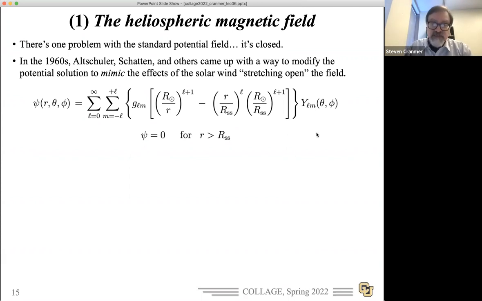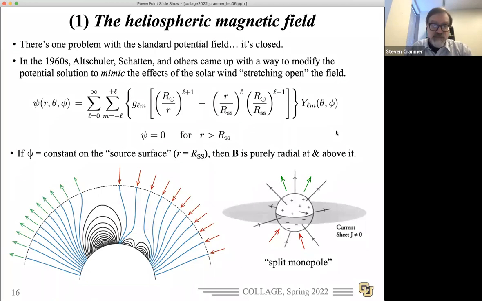It's very simplistic, but what it actually gives is something that looks like what the solar wind actually does to the magnetic field, right? If this potential is constant on the source surface, even if that constant is 0, then the magnetic field that's consistent with that is purely radial. It's a purely monopolar looking magnetic field, but it's not a monopole because the parts that are connected to magnetic field lines that are pointing out are pointing out. The parts that are connected to field lines that are pointing in are pointing in. It's sometimes called a split monopole.